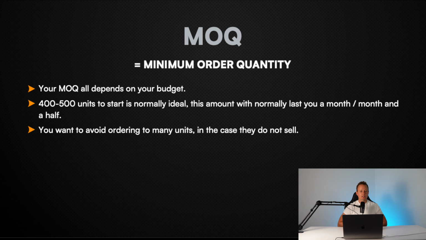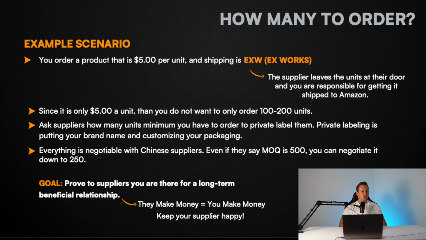Scenario number one is, let's say that you're ordering a product that's $5 per unit. Okay, so it's $5 per unit EXW. EXW stands for Ex Works, and that is the price of a unit of a product for your supplier to manufacture it and just leave it at the door basically. And then you have to figure out how to get a freight forwarder and ship it to the United States or your destination Amazon country where you're going to sell.